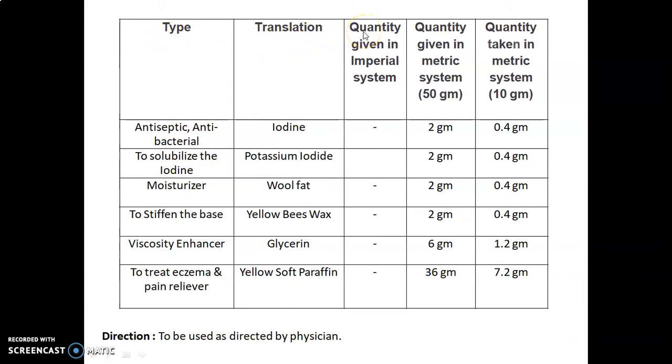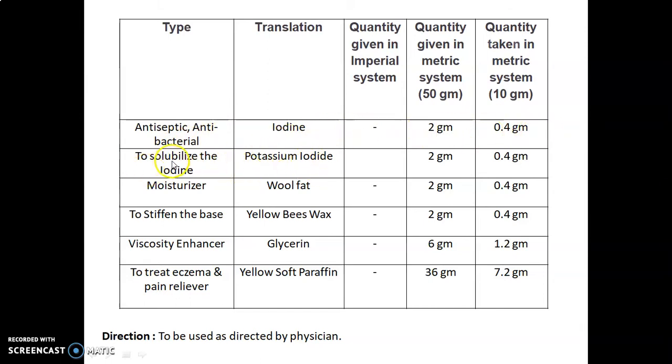Quantity given in the imperial system is not given over here, as we don't have the quantities given in Latin terminology. So the quantity given in the metric system is for preparing 50 gram, and the quantity taken in the metric system is to prepare 10 gram. First we have iodine, which is used as an antiseptic and antibacterial. Quantity given is 2 gram. Taken quantity should be 0.4 gram. This taken quantity is calculated with the help of the factor.